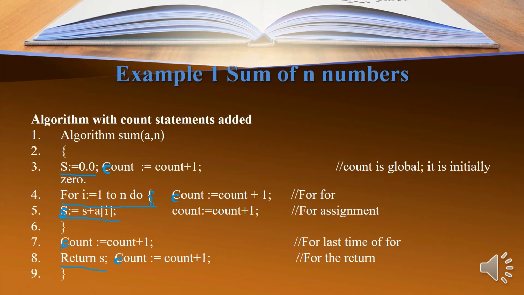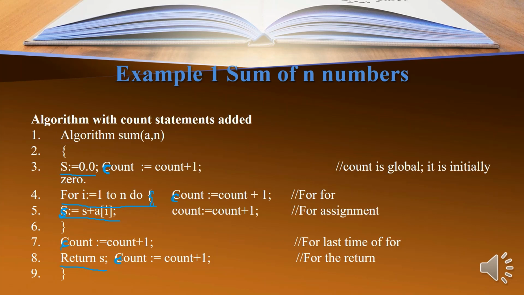Next, count here also, why this count equal to count plus 1? You know that the for loop successfully executes n times, but to check for the failure case it executes 1 more time. So that count I am writing outside the for loop. So count equal to count plus 1 for the last time of the for. Then return s gets executed 1 time. So count equal to count plus 1.